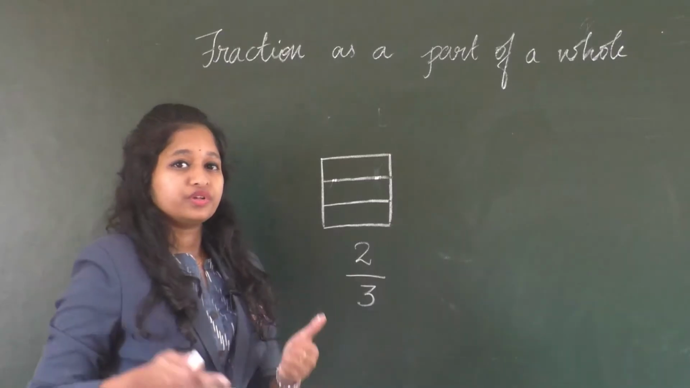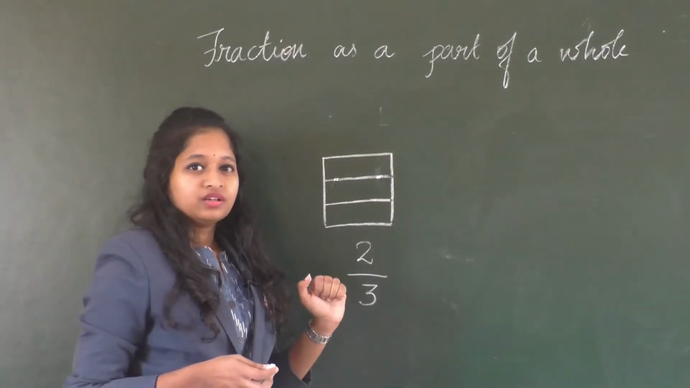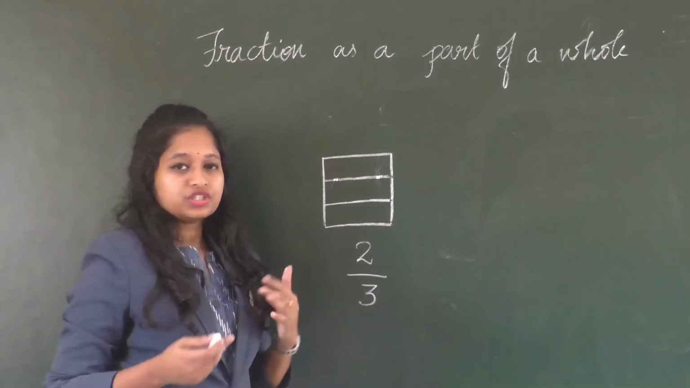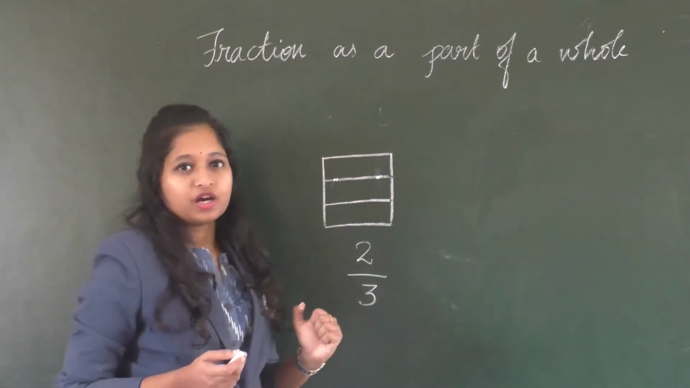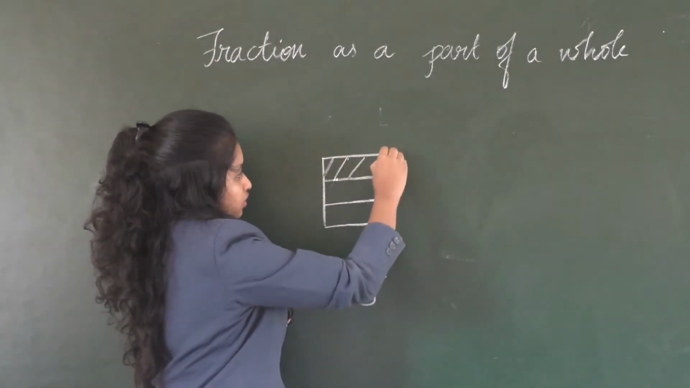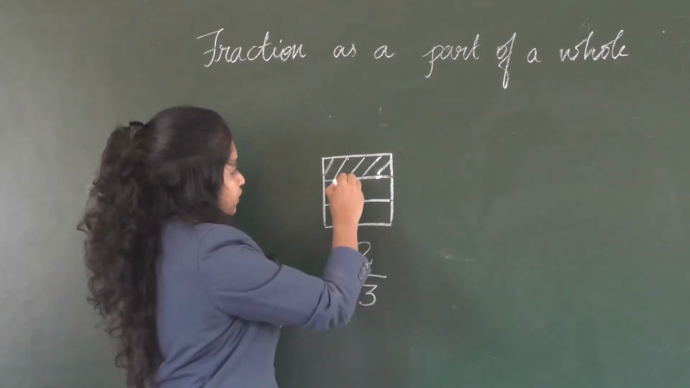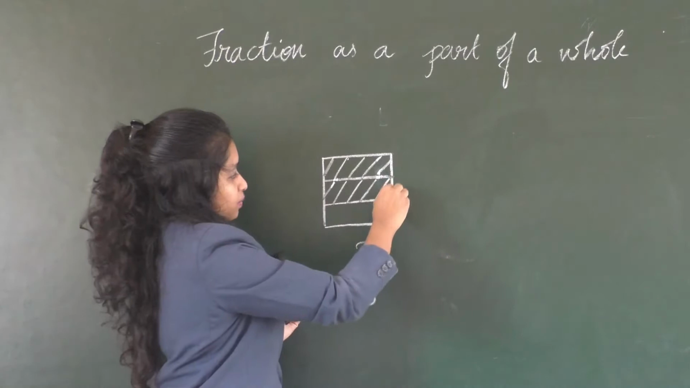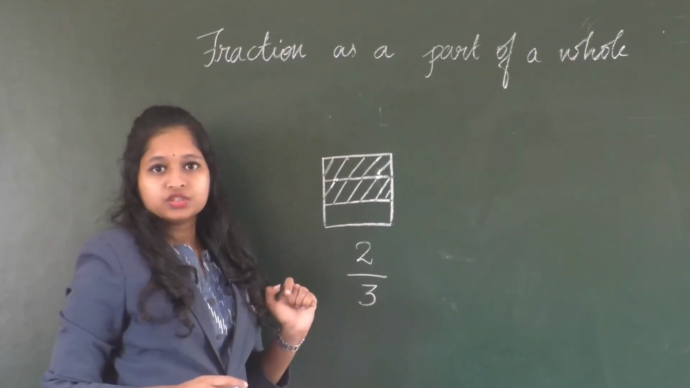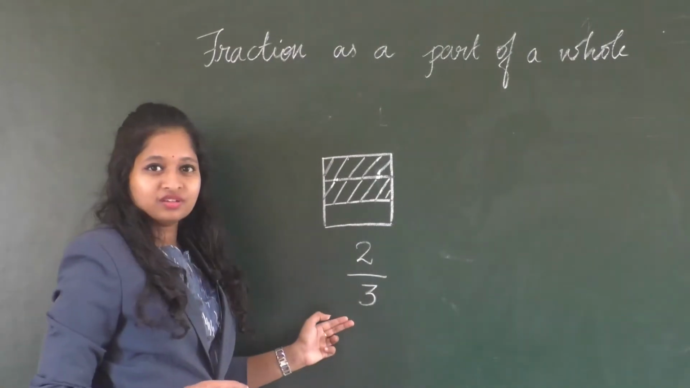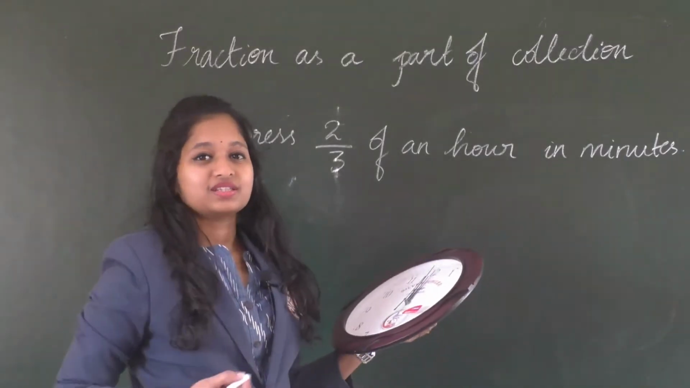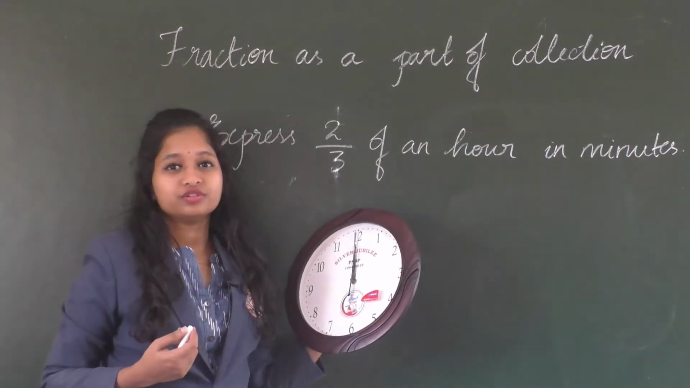Got it? So children, here I have a figure. Now the question is to shade 2 by 3 part of it. So how to do that? We can shade the first part and the second part. So there are 3 parts in total, and I have shaded 2 parts. Now look at the fraction and the figure, it's equal, right? Yes. So children, now let's learn fraction as a part of a collection.